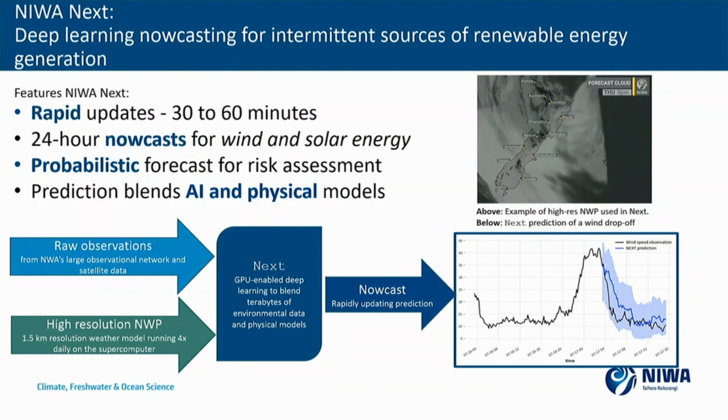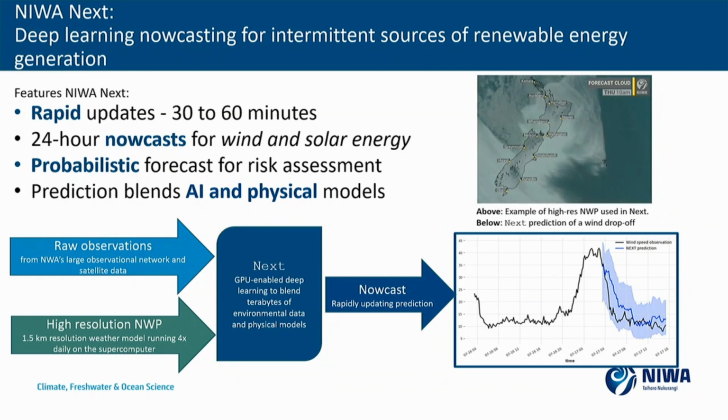But then we're blending in numerical weather prediction, weather models. We have a high resolution numerical weather model. Top right is an example of the cloud forecast of that over New Zealand. So that's from a weather model. That's not a satellite image, which you can see by the detail in there. And you can see the differences of cloud.